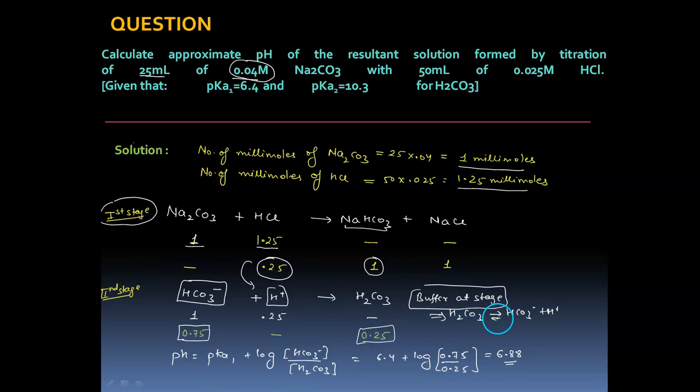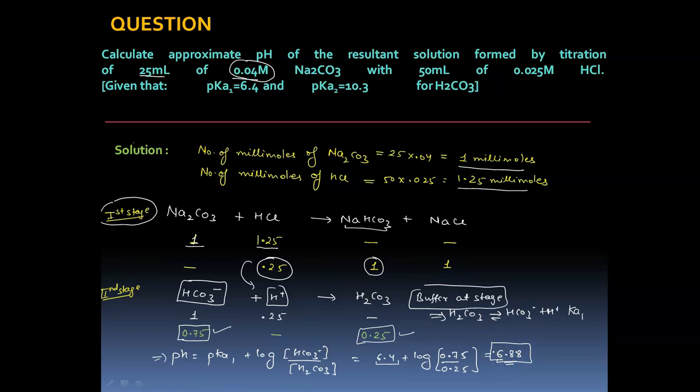So in this question, it is forming a buffer at this stage for which I have to use pKa1. So the formula is pH is equal to pKa1 plus log salt upon acid. This will be salt and this will be acid. Here I will not put pKa2 because the buffer is established between H2CO3 and HCO3 minus. So I'll put pKa1, which is 6.4, plus log salt upon acid. In this case I get the answer as 6.88.